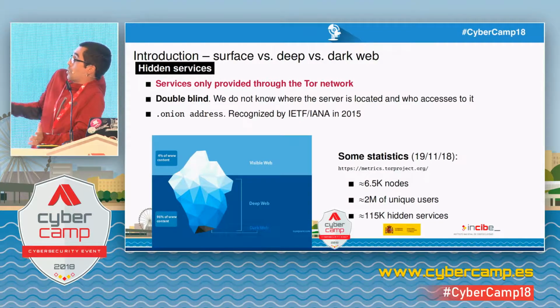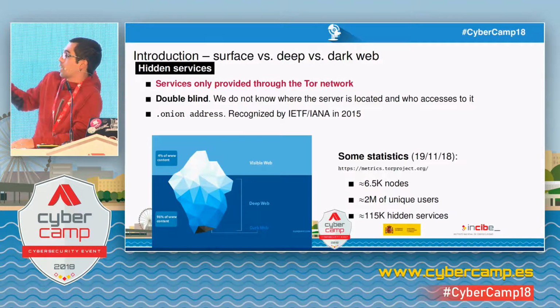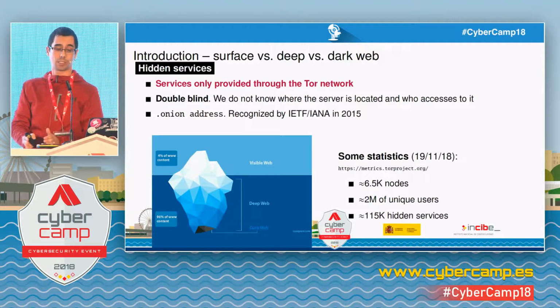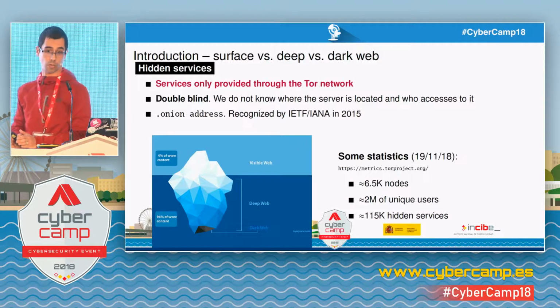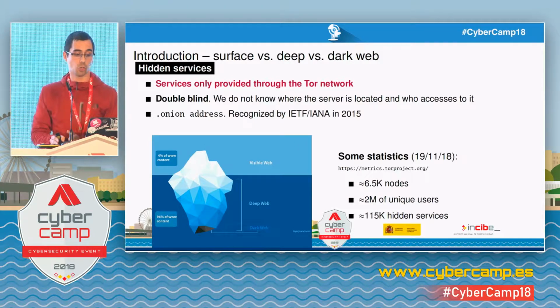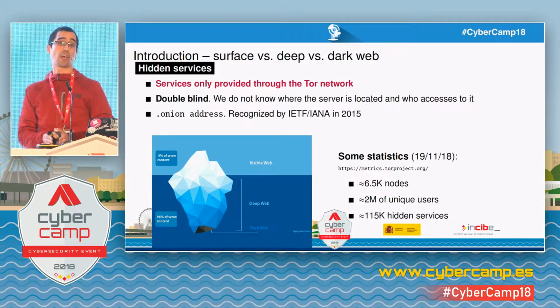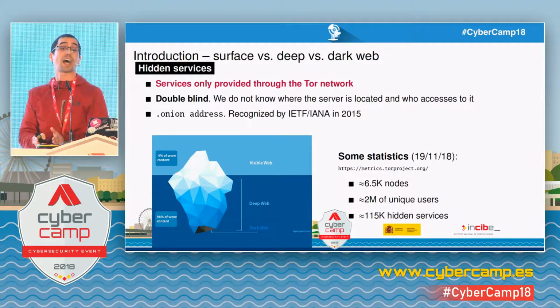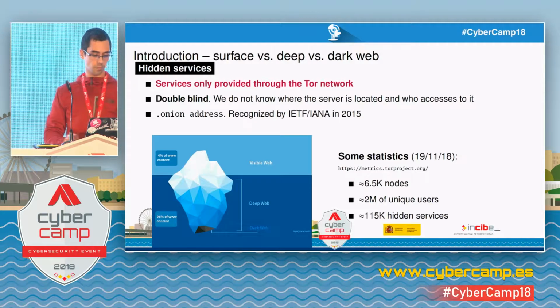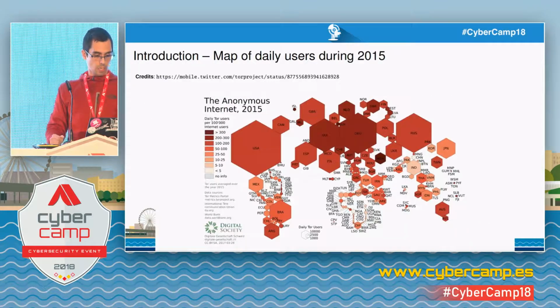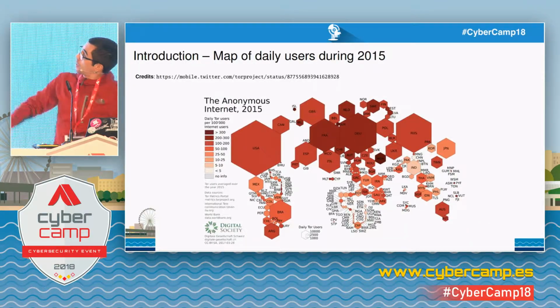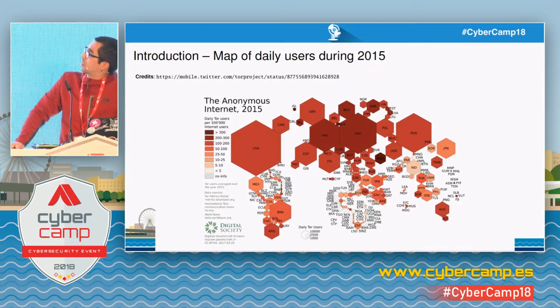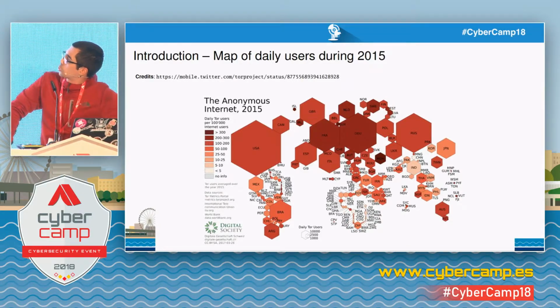This iceberg is here to show the visible network, which is what most people know, then the deep web, which is the web which is not indexed by search engines, and then the dark web, which are services which you can only access through Tor. I've taken this image from the internet.